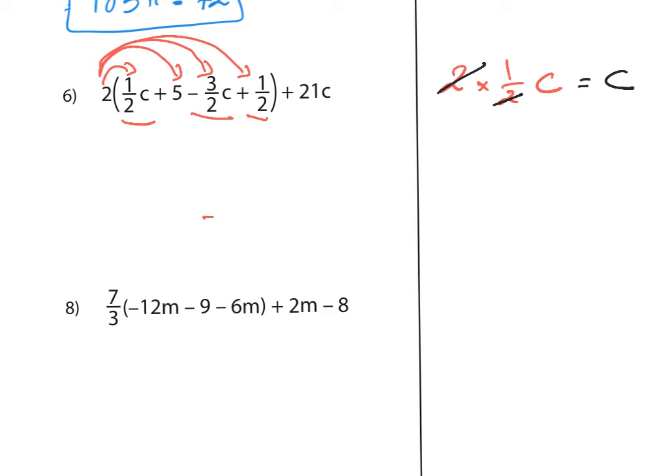And if you multiply 2 with negative 3 over 2c, so 2 times negative 3 over 2c, we do the same thing. We can simplify 2 with 2, and we're going to come up with negative 3c, right? And also, if you multiply 2 with a half, like 2 times 1 over 2, we can simplify 2 with 2 again, and we're going to have 1, right?